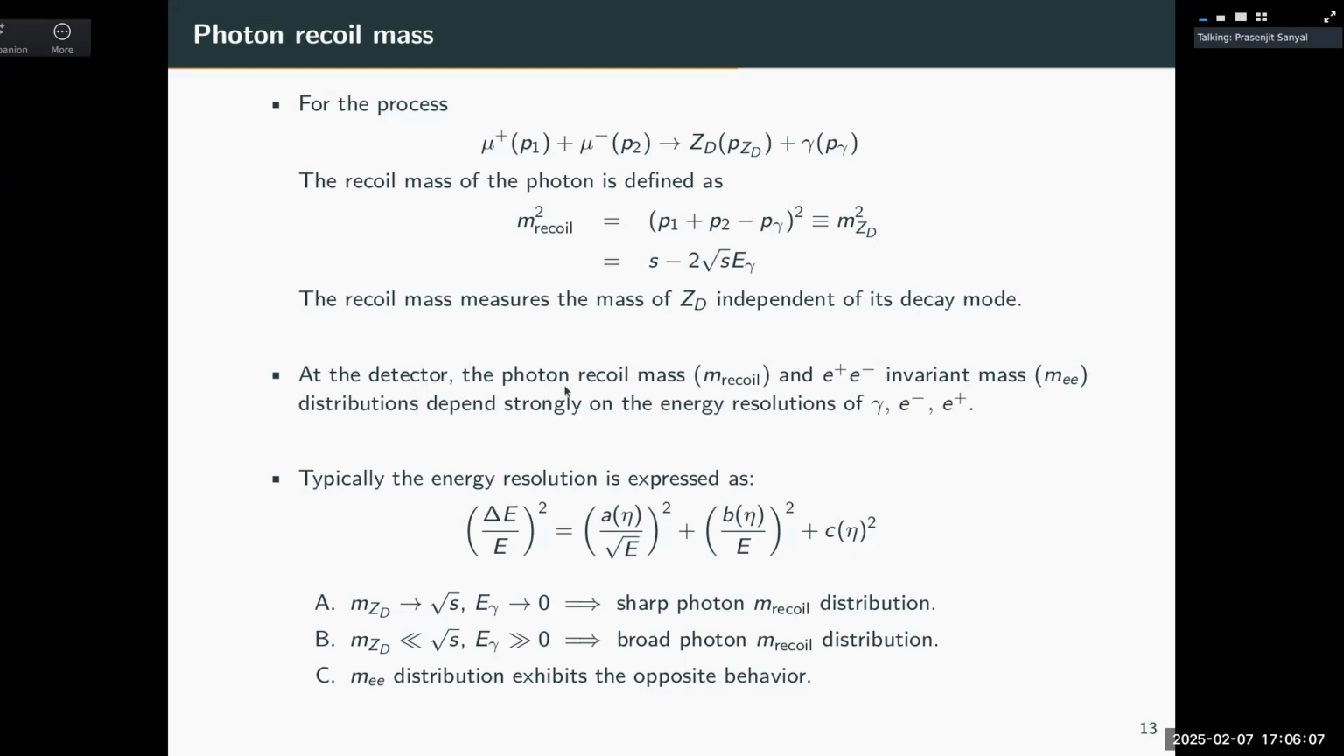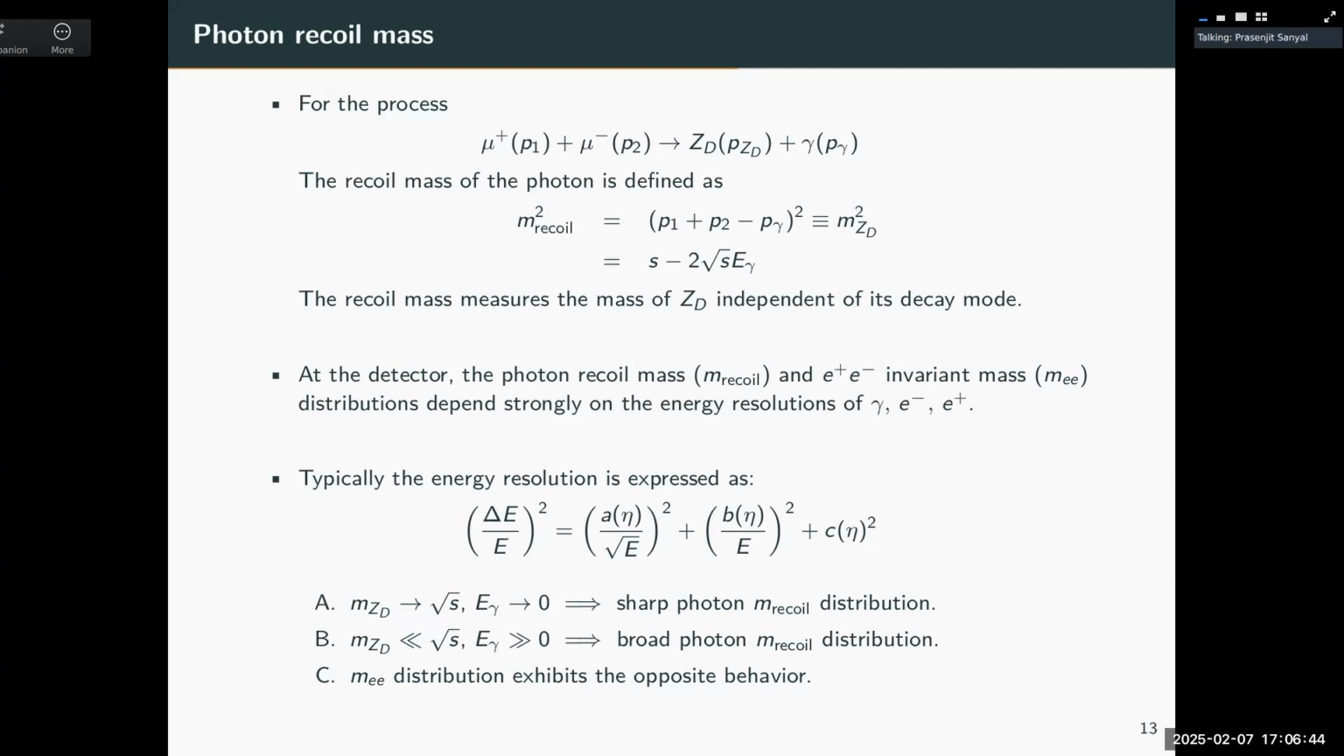At the detector, the photon recoil mass and the electron-positron invariant mass distributions depend highly on the energy resolutions of the photon and the electron and positron. This is the typical energy resolution expressed in this way, where these parameters A, B, and C are dependent on the pseudo rapidity, and E is the energy of the photon or the electron or positron, and delta E is the energy resolution in the detector.